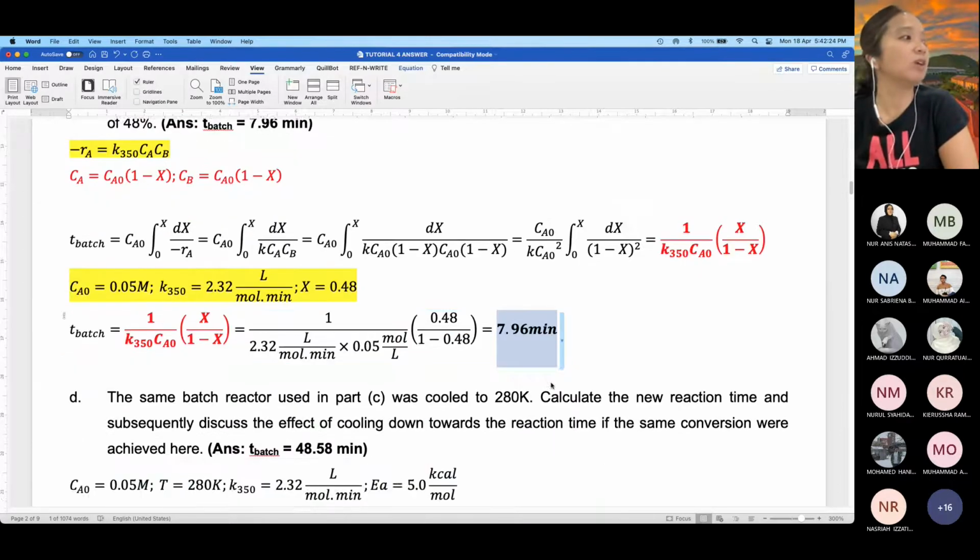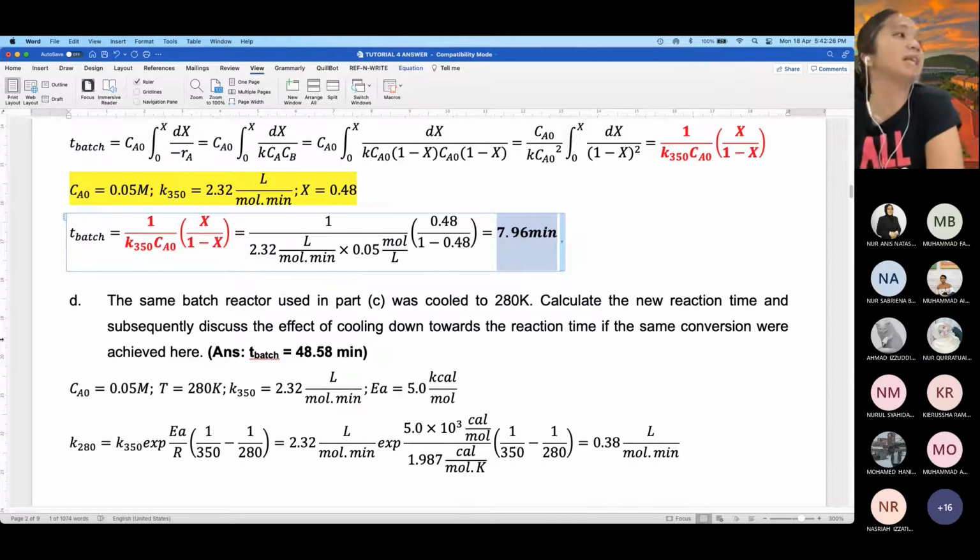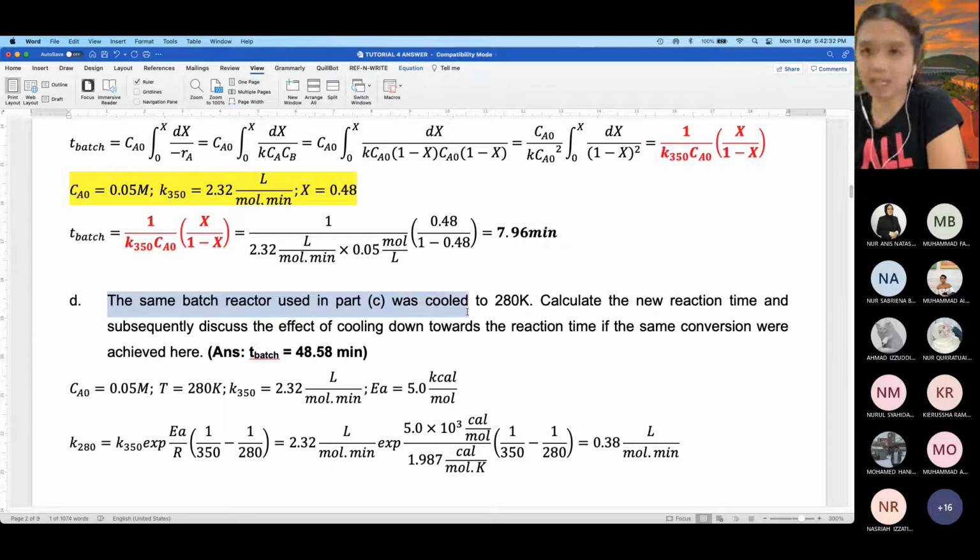So I will go straight to part D because it is related. In part D, the same batch reactor used in part C was cooled to 280 Kelvin. The question says we are still using the same batch reactor, but now at 280 Kelvin. Just now it was 350 Kelvin. The reactor is now used at 280 Kelvin.